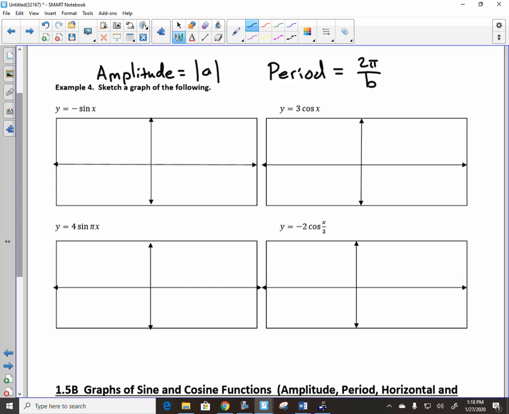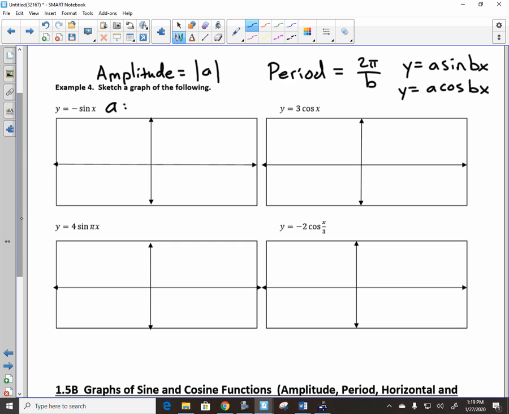That's given the function y equals a sine of bx, or y equals a cosine of bx. So whatever number is out front, we just take the absolute value of that. That's the amplitude. It means how high or low it goes. And then whatever number is in front of x, we take 2 pi and divide it by that. That tells us the period, how long it takes to repeat. So, baby steps.